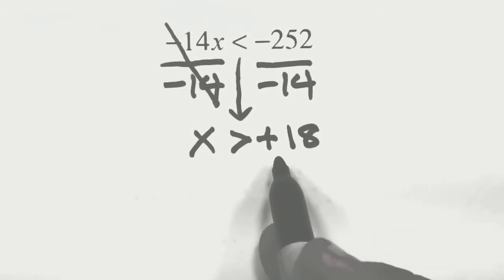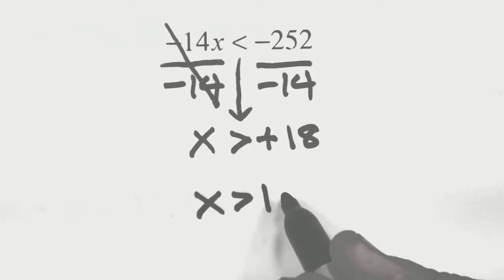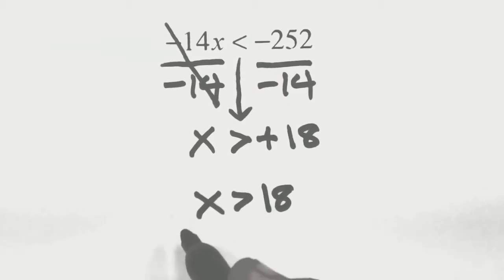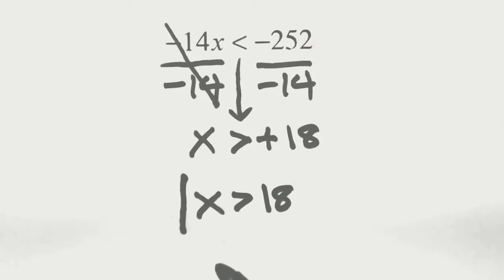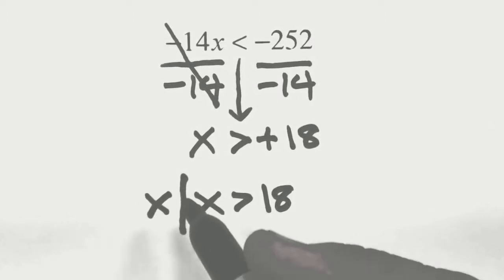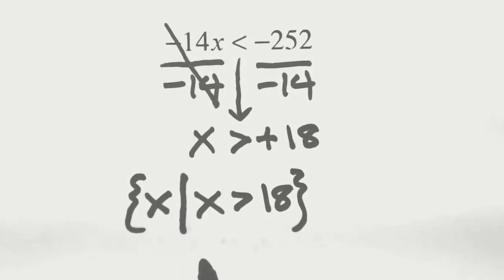So, what's our final answer here? Well, x greater than 18. You could leave the plus in front of it or drop it off like I've done here. But of course, we want to make set builder notation out of this. So there's the vertical such that line. My variable's x, so I put an x in front of that. And then I finish up with the curly set brackets.